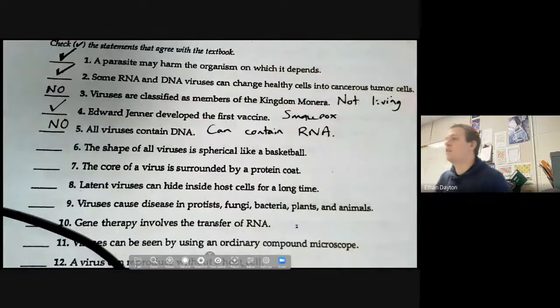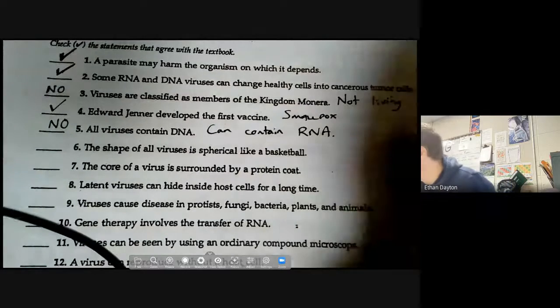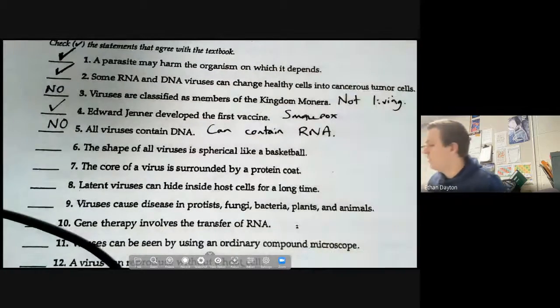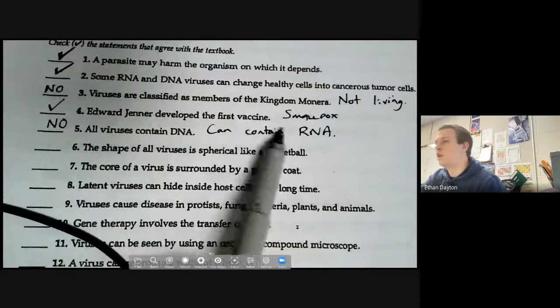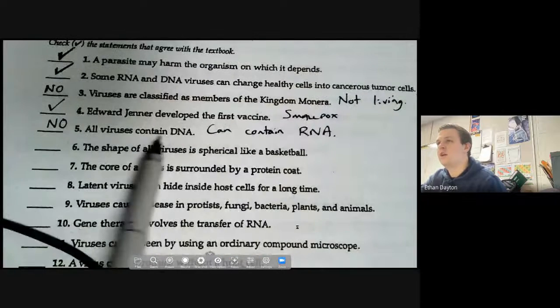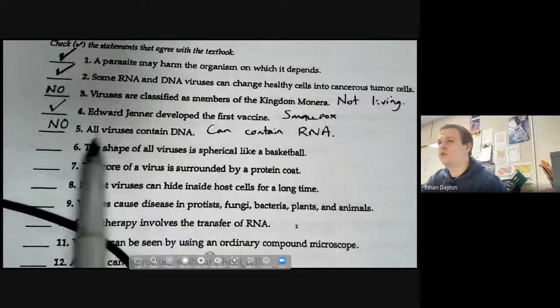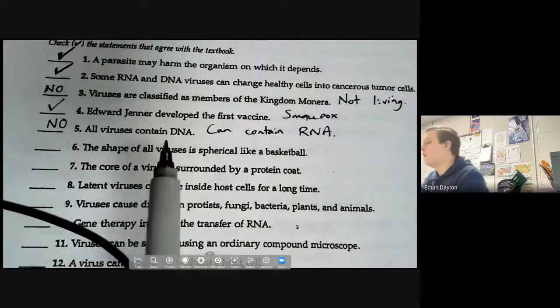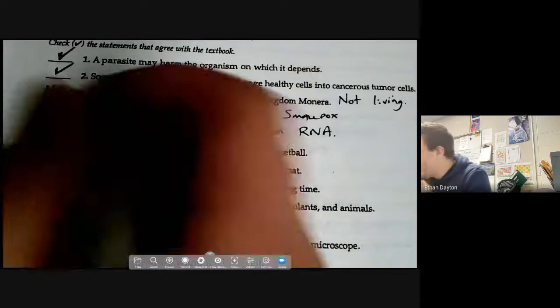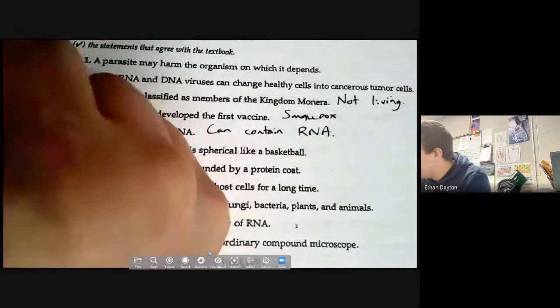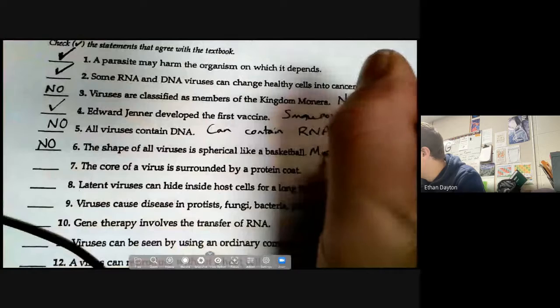I'm just fixing these, like leaving a little note. Okay, they are not living. That's for number 3, that's why I put that there. And then Edward Jenner developed the smallpox vaccine. Can contain RNA. Jacob, read number 6. The shape of all viruses is spherical like a basketball. No, it is not.